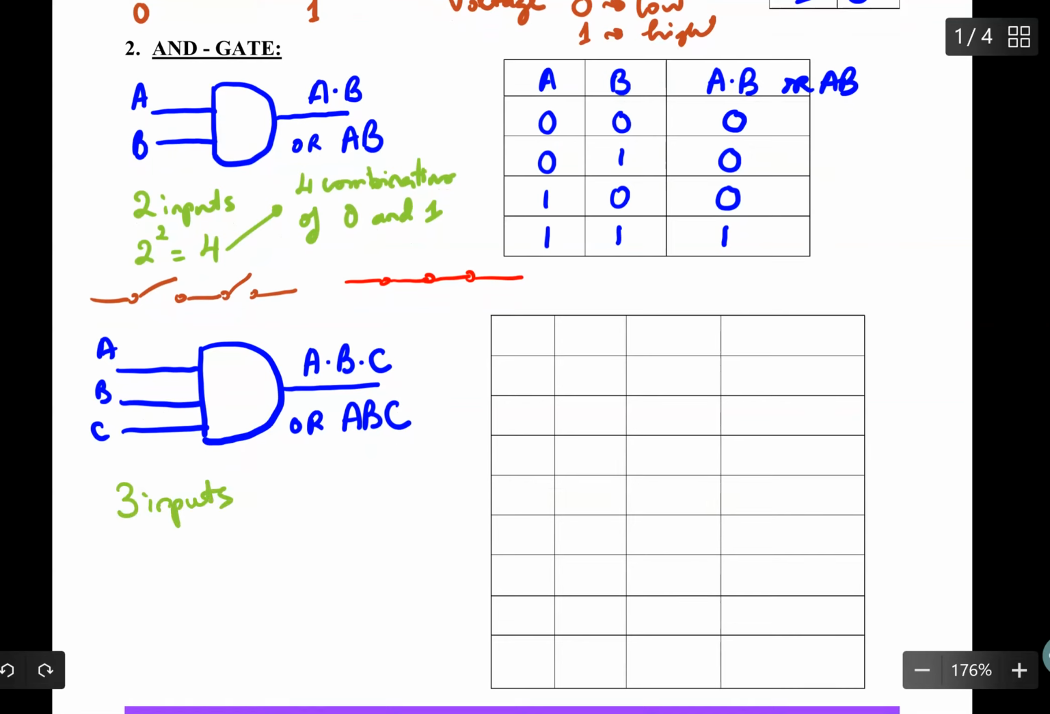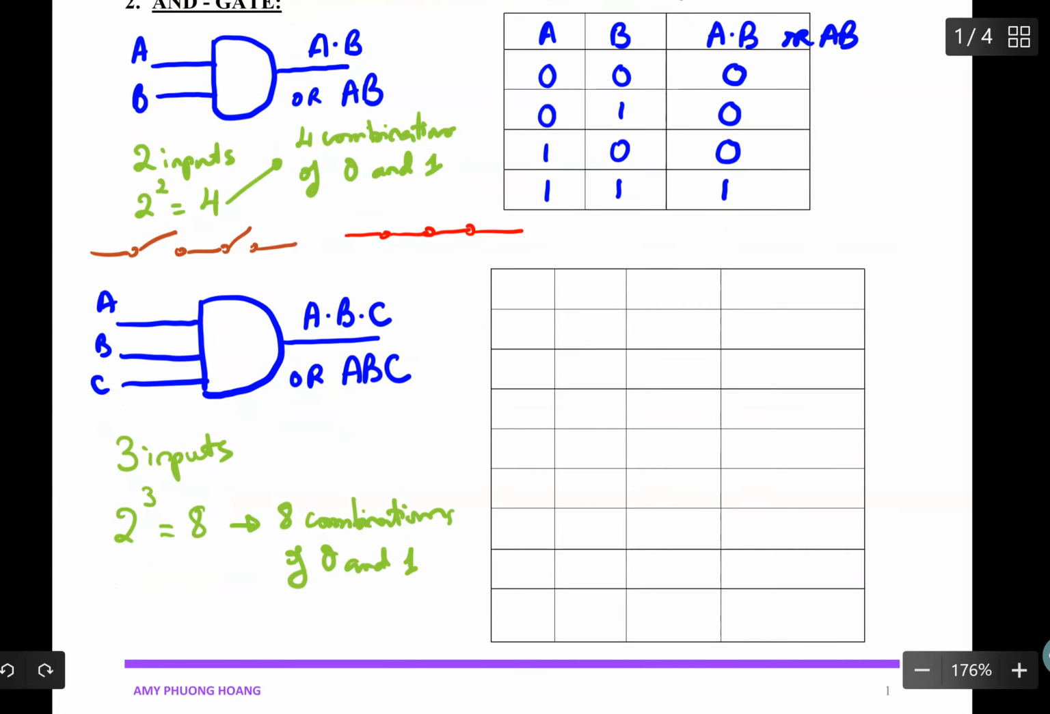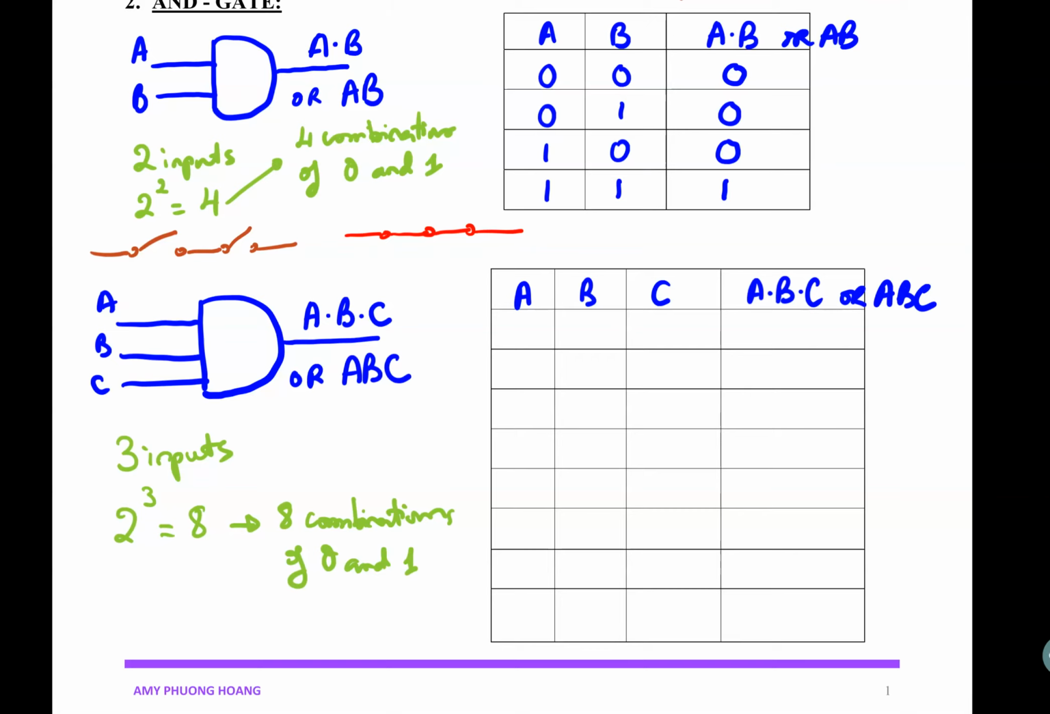You have 2 possibilities of 0 and 1. Therefore, you are going to write 2 to the exponent 3, which is equal to 8. This number 8 tells me that I will have 8 combinations of 0 and 1. Alright, we will write A, B, C. The Boolean expression is A dot B dot C, or ABC. And we must have 8 combinations of 0 and 1.